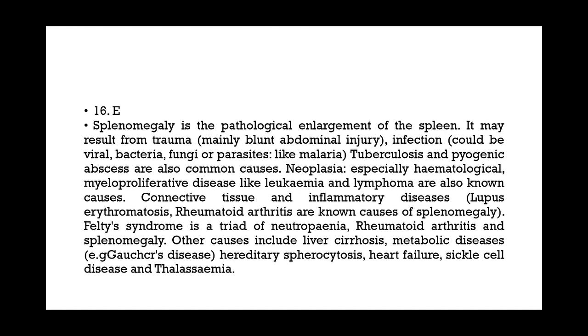Connective tissue and inflammatory diseases like lupus erythematosus and rheumatoid arthritis are known causes of splenomegaly. Felty's syndrome is a triad of neutropenia, rheumatoid arthritis, and splenomegaly. Other causes include liver cirrhosis because of portal hypertension, and metabolic diseases, e.g., Gaucher's disease, hereditary spherocytosis, heart failure, sickle cell disease, and thalassemia.